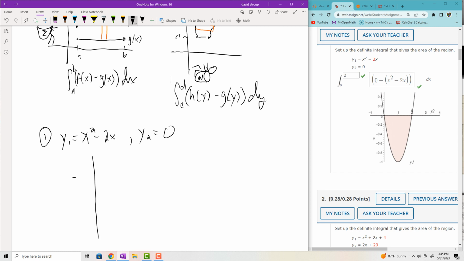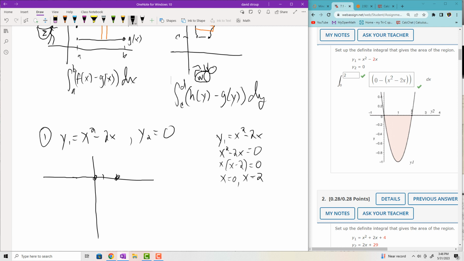So like on my test, I would expect you to sketch a graph of those. You'll have your calculator there if you really don't know how to do this, but you should have an idea of how to graph these by hand. For the first guy, y1 equals x squared minus 2x, you can find the intercepts by setting it equal to 0. So I have an intercept there and an intercept here.